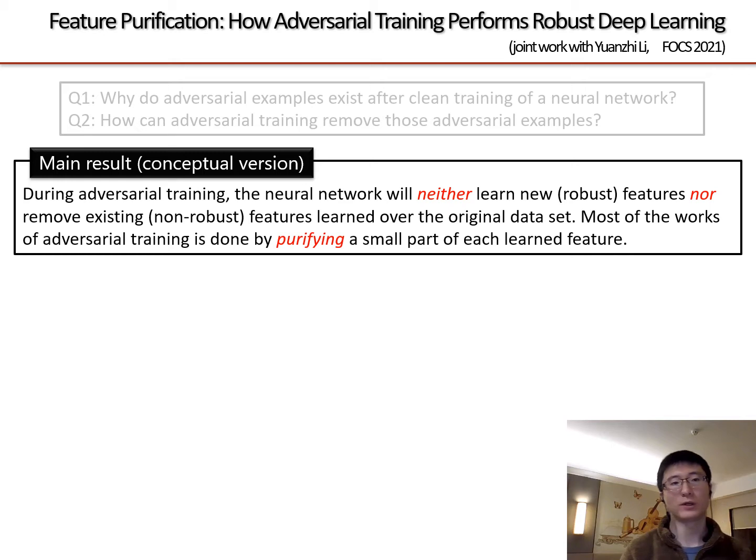Namely, we show that during adversarial training, the neural network will not learn new features and will not remove existing features. What it does during this process of adversarial training is actually to purify a small part of each learned feature. So let me show you a picture to see what this means.